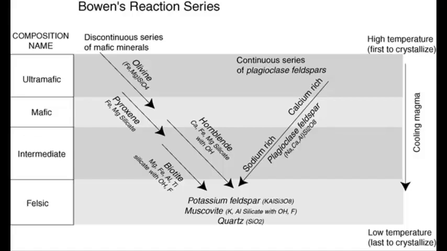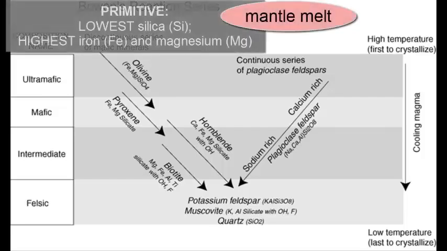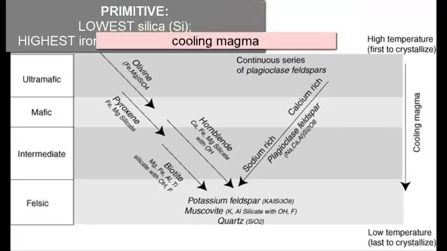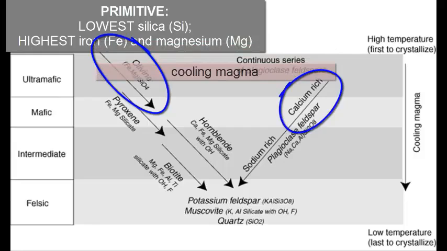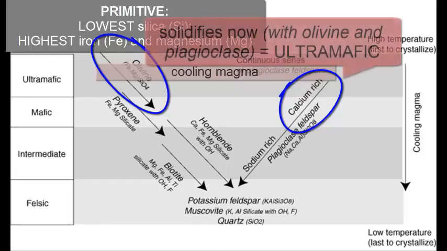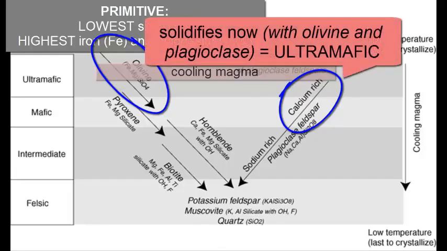Let's review it briefly. Magmas that form from melting the mantle will be the most primitive and have the lowest silica content and the highest iron and magnesium content. As they start to cool, the first mineral to precipitate, the one that's first stable as a solid at the highest temperature, is olivine. As the magma continues to cool, calcium-rich plagioclase feldspar becomes stable and starts to precipitate alongside olivine. If the magma cooled completely at this point, with no more changes, or if it erupted, then you'd have a rock made of olivine and plagioclase, and it would be ultramafic in composition.